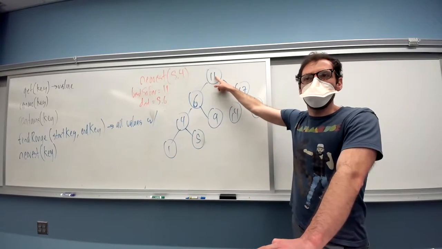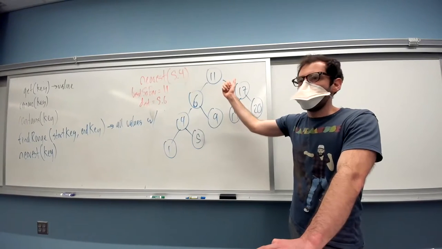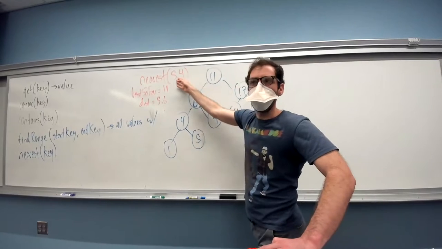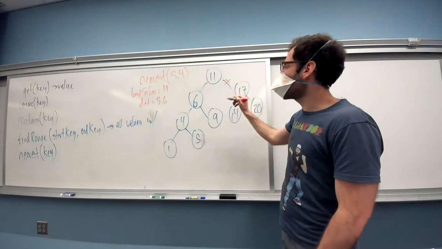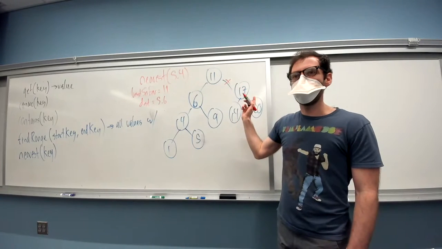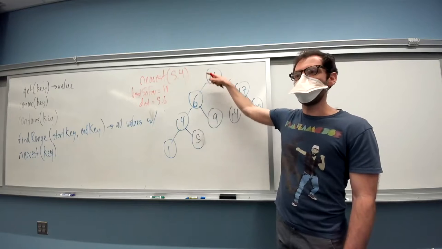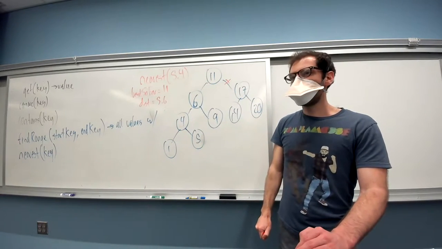Could our nearest node possibly be to the right? No. Because everything to the right is bigger than 11, and that must be farther away from 5.4. So we can actually completely ignore that direction, because we know the only places that a closer node could be would be to the left. Does that make sense?